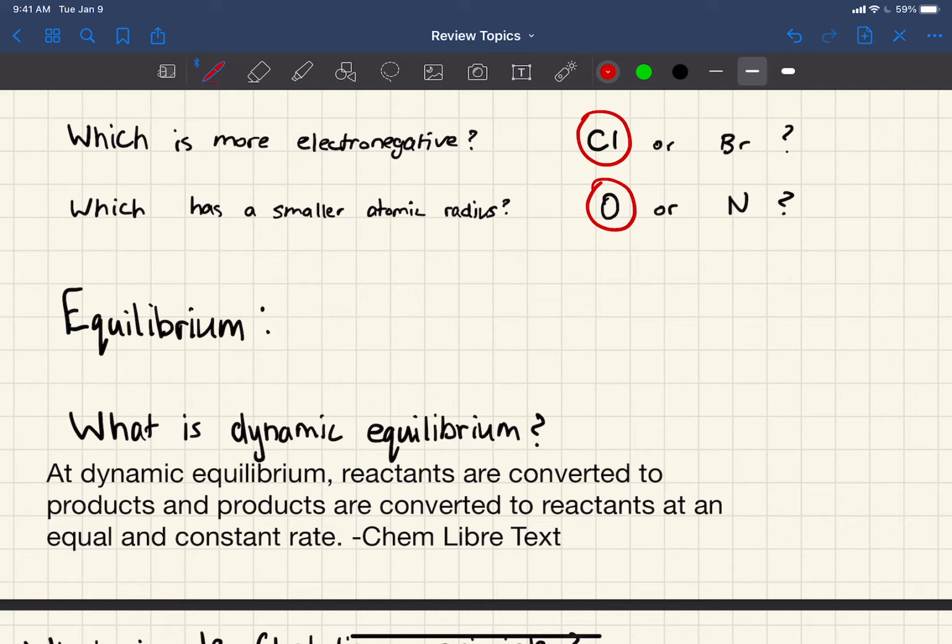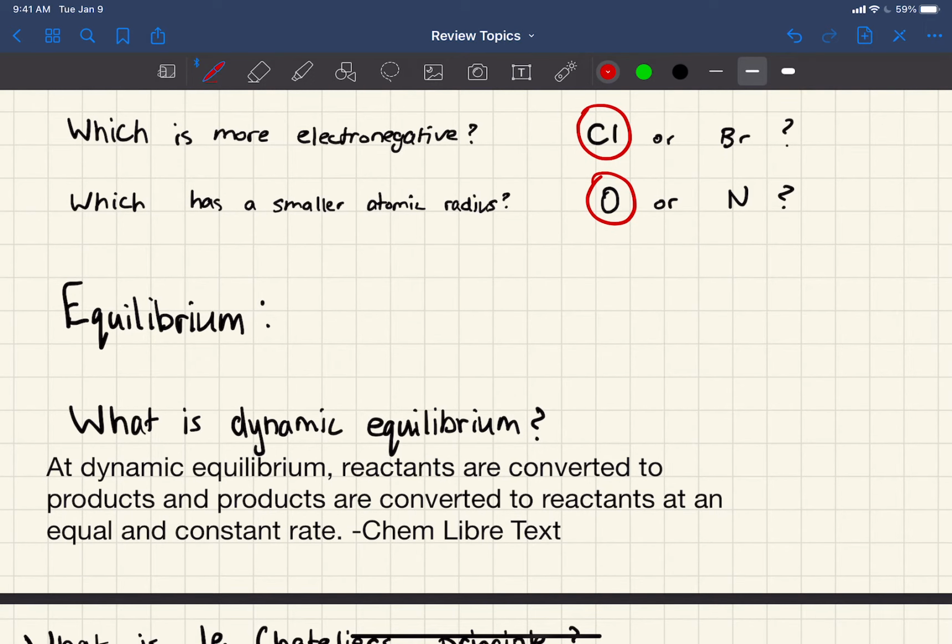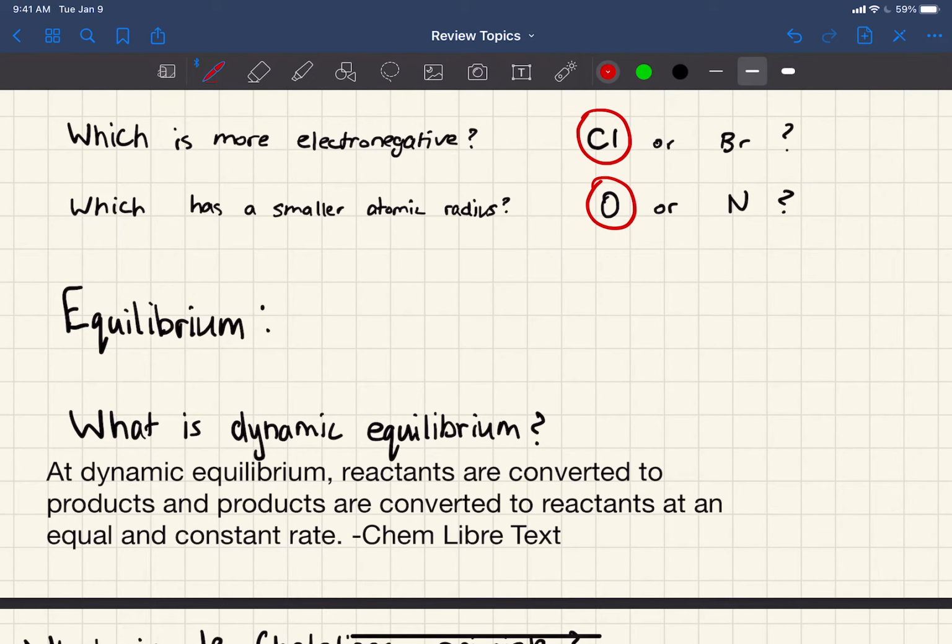So, our textbook defines dynamic equilibrium as when the reactants are converted to products and products are converted to reactants at an equal and constant rate. Now, this doesn't mean that the concentration of both sides is equal. And this doesn't mean that nothing is happening, right? So the key word here is dynamic. Something is still going on.